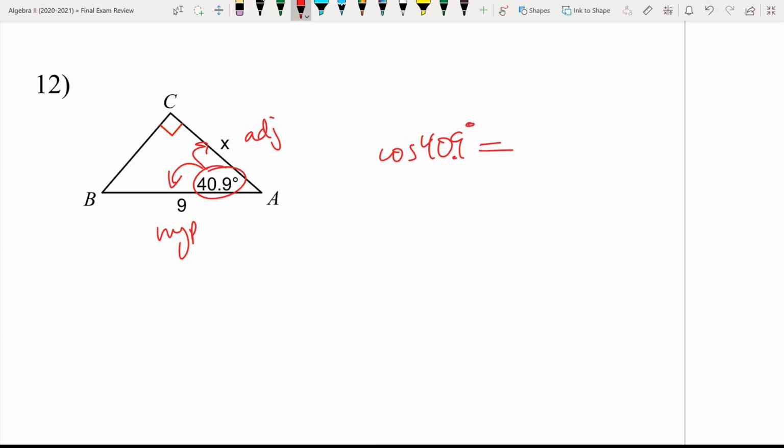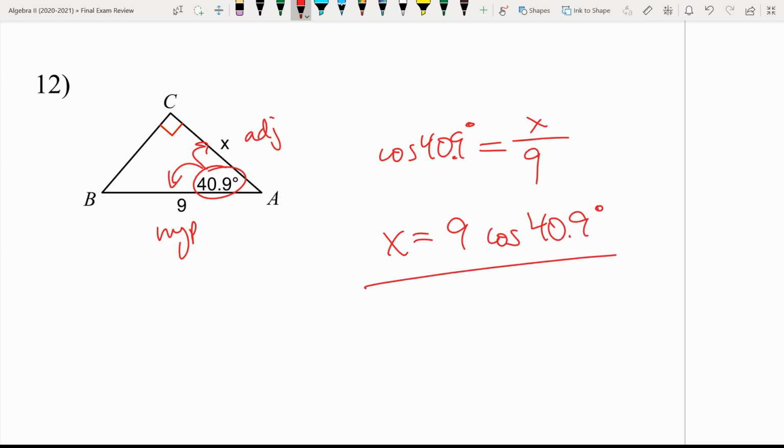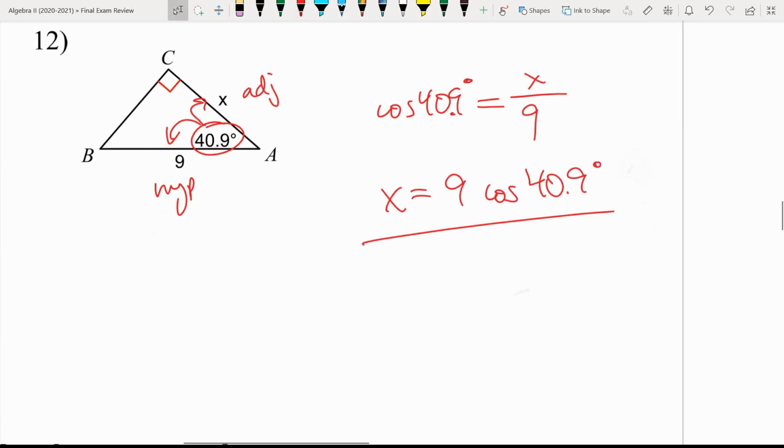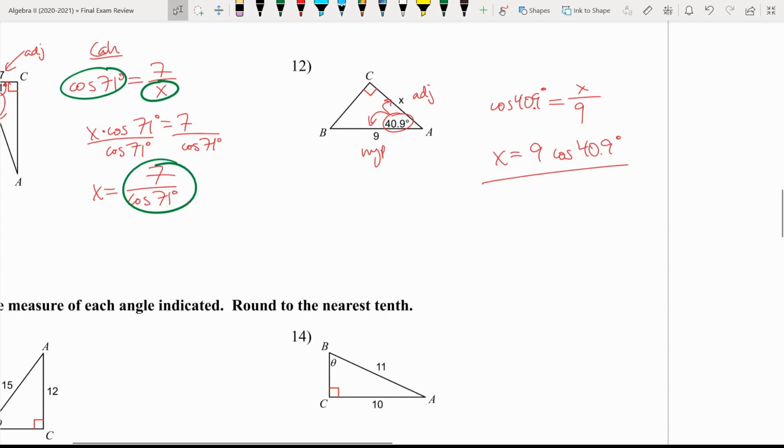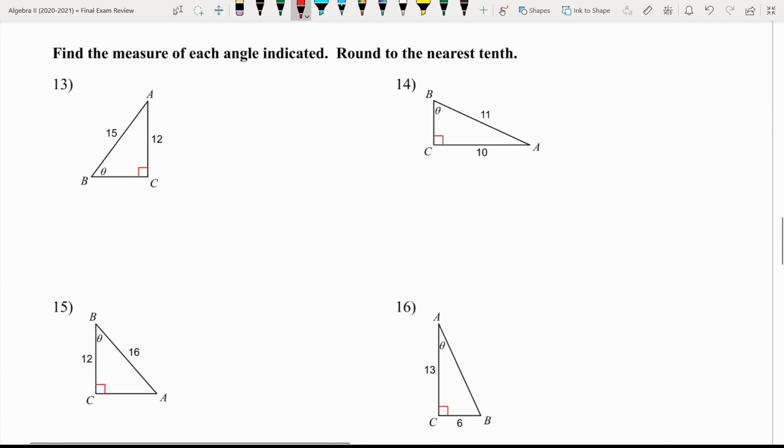40.9 degrees, there we go, equals adjacent x over hypotenuse 9. So you can see, multiply both sides by 9. X is just equal to 9 cosine of 40.9 degrees. And you can plug that in your calculator, figure it out. Okay, so those aren't so bad, right? Just got to watch out for this one here when you're dividing by the x. And it's just a little different way of solving that.